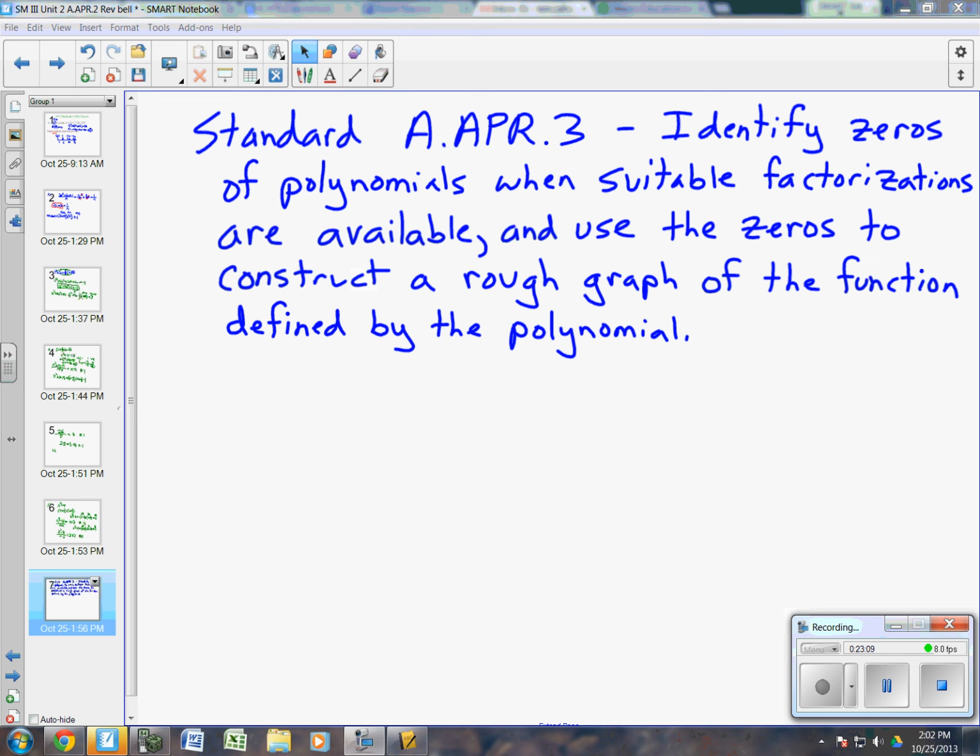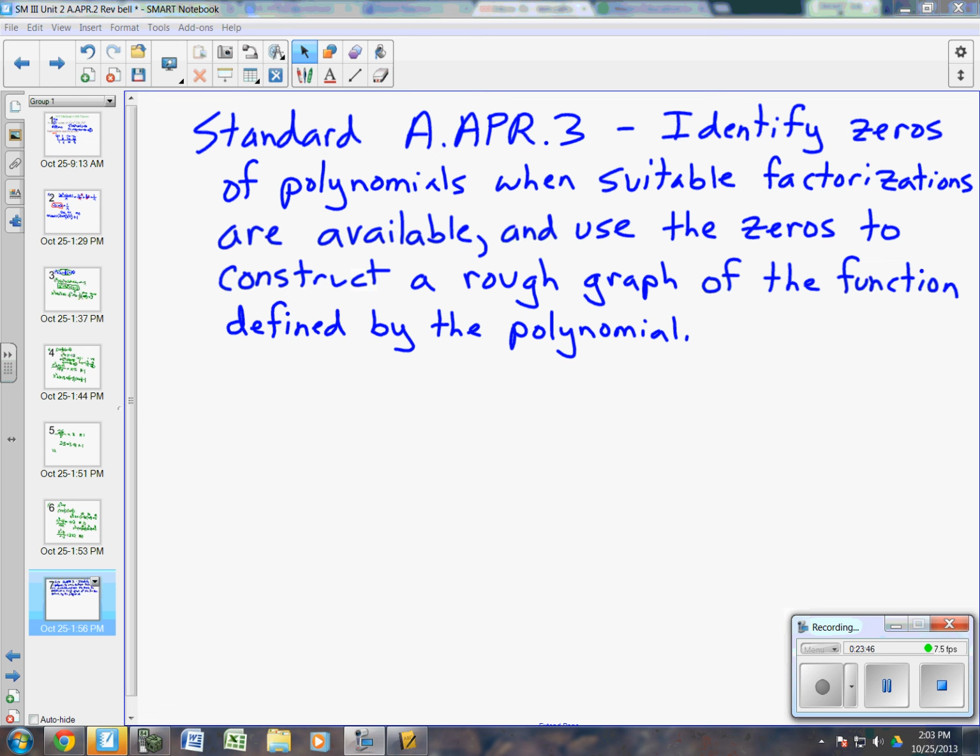And you guys have several methods of finding them. It says when suitable factorizations are available. And I'm going to go beyond that. You will be able to factor the quadratics, but beyond that, you're going to be able to use your calculator and locate these zeros, and use the zeros to construct a rough graph of the function. We're going to be working backwards with this. This might be a little bit new to you, but you'll catch on fast. The other class did, so I figure you guys will. Okay? And defined by the polynomial. So this is what we're going to do.